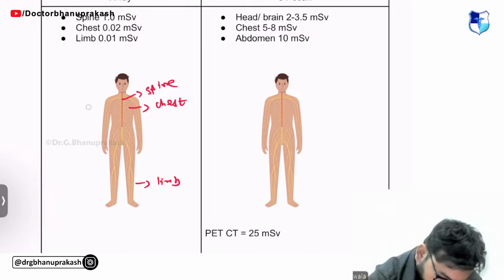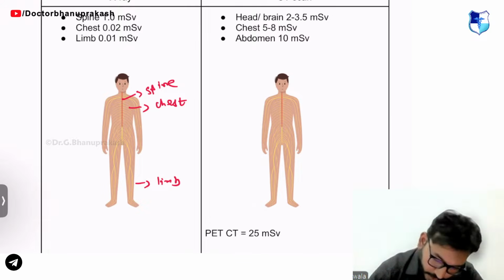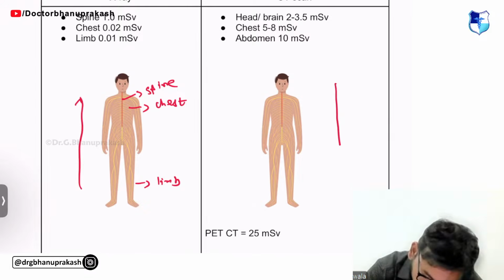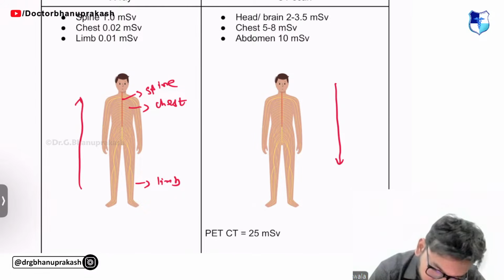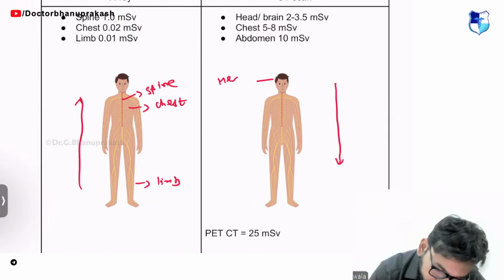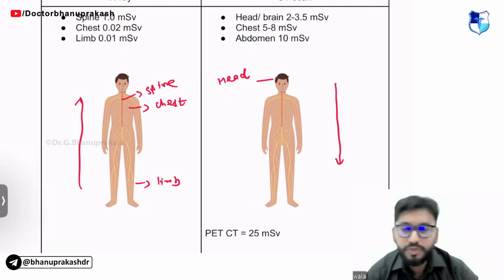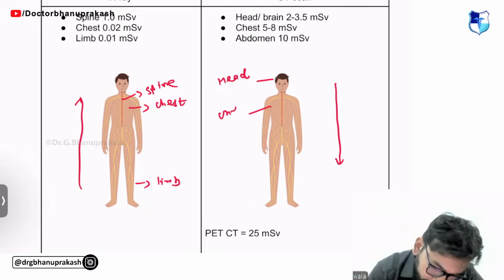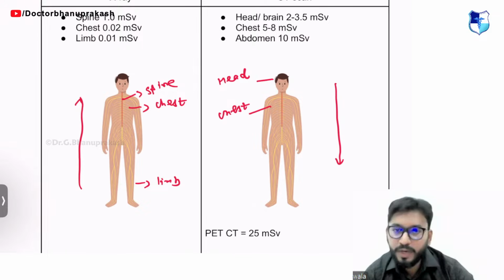So we're going from bottom to top. Okay, we're going from bottom to top. In CT scan, guys, we come from top to bottom. So we start with CT head, or CT brain, as we call it: 2 to 3.5 millisieverts. Then CT chest has to be 5 to 8 millisieverts.